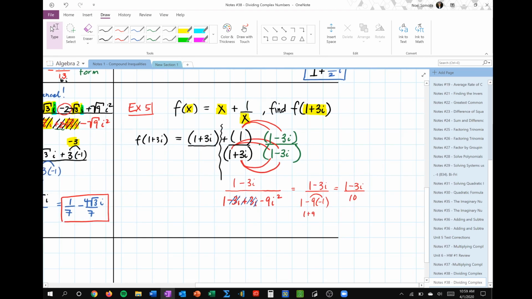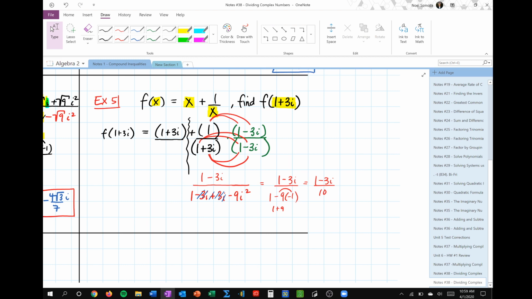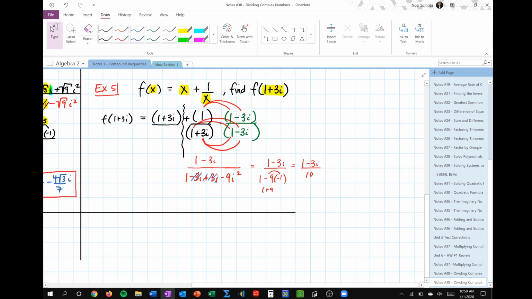Okay, so now I have this new situation, I have this new problem. Okay, so now I can bring down the 1 plus 3i. Okay, so here's what we can say. We have 1 plus 3i, which I'm bringing down from here, plus whatever I got, right? This was the other half of the problem. So now I can add that to 1 minus 3i all over 10.